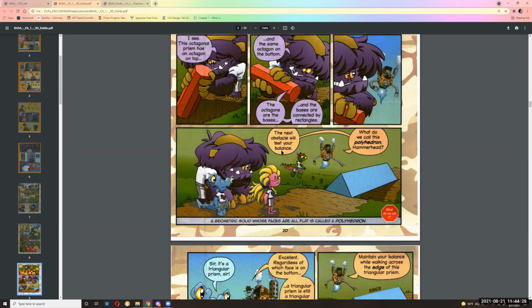The next obstacle will test your balance. What do we call this polyhedron? Hammerhead.